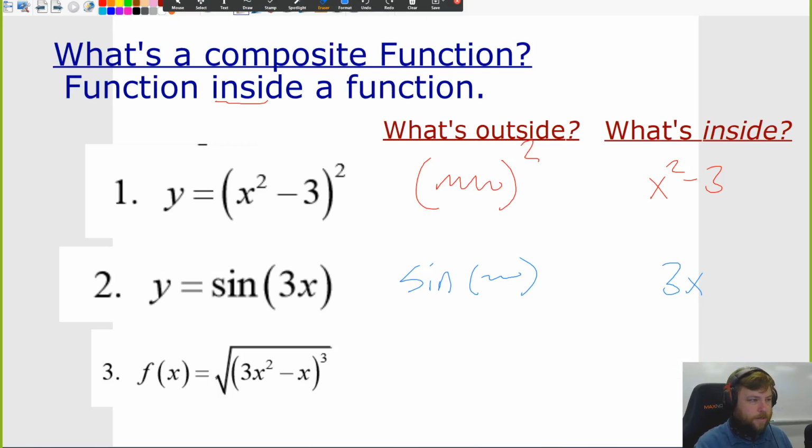I would treat this as the outside. I'm even going to change this to the 3/2 power. I would rather combine those because that's how you would derive it, because that's the intention of this. And then the inside is 3x squared minus x.